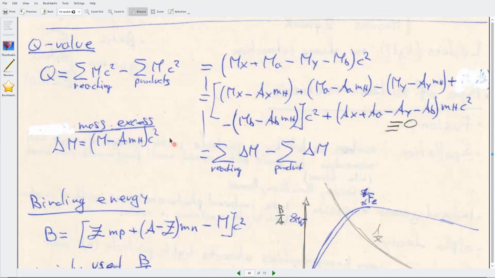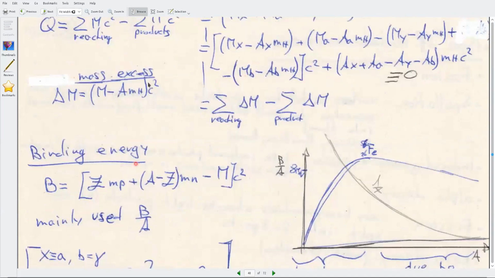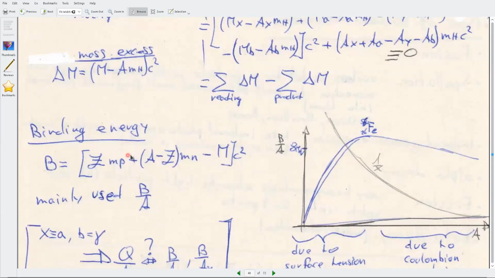A is the mass number of the object, or number of nucleons inside the nucleus, and MH is more or less the mass of the nucleons. Actually, it is the 12th part of a carbon atom with the electrons, but as a simplification you can use this one. The variation is no more than 1%, so not so important. The binding energy is nice.